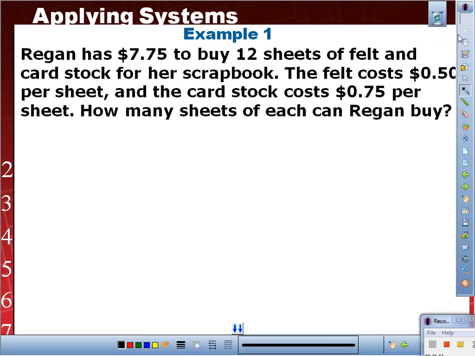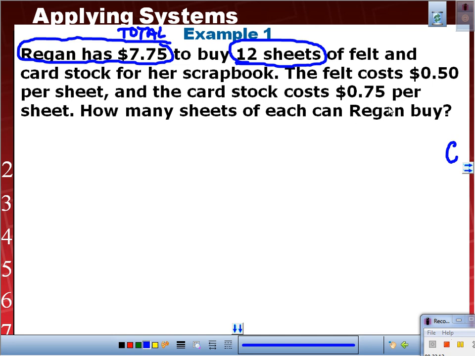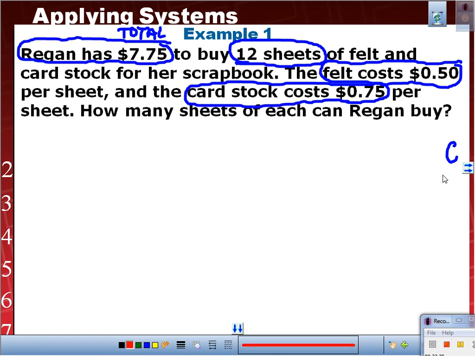I'm going to start with blue for circle important numbers. What's important? So $7.75 Reagan has, which means that's our what? Our total. Okay. What else is important, everyone? 12 sheets. Circle that. Okay. What else? 50 cents for the felt. What else? 75 cents for the cardstock. Okay. Let's underline the question. What is our question? How many sheets of each can Reagan buy?